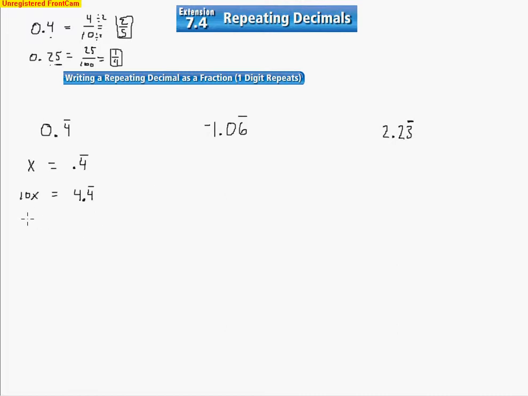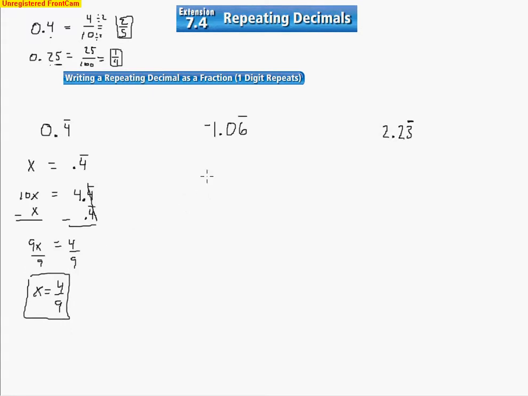From this point, we can subtract x from both sides. I subtract x from this side, and x equals 0.4 repeating, so I'm going to subtract that from this side as well. What that does is cancel out the part that repeats. So I'm just left with 9x equals 4. From this point, I divide by 9, and I get the answer: x is equal to 4/9.